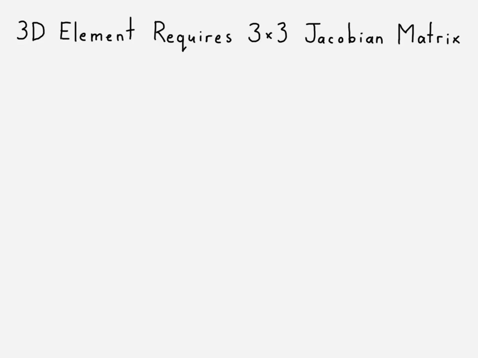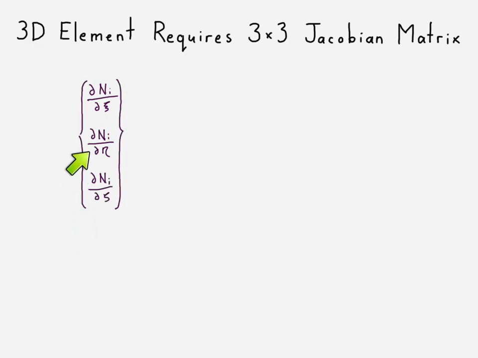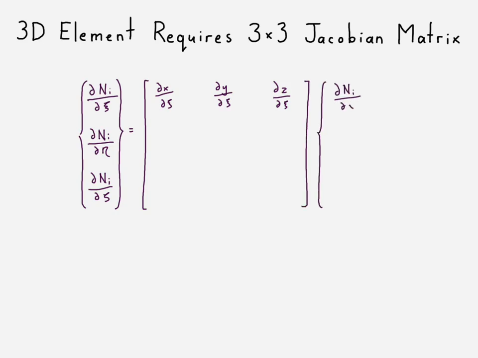In 2D, we had a 2x2 Jacobian matrix because we were relating 2 dimensions in physical coordinates, x, y, with our 2 natural coordinates. Now we're going to take a look at our 3 natural coordinates, xi, eta, and zeta, and relate them to our physical coordinates, x, y, and z.